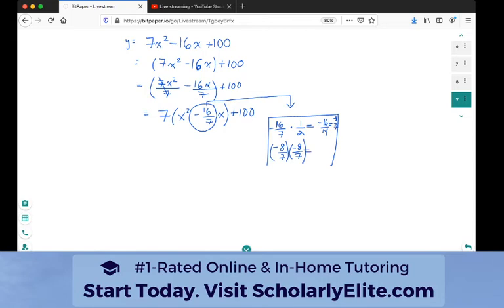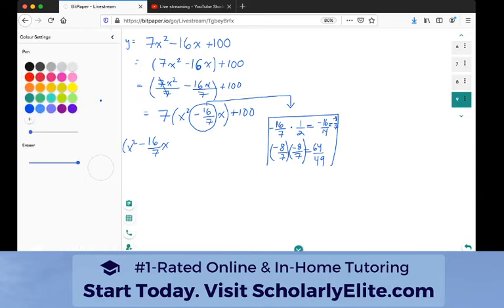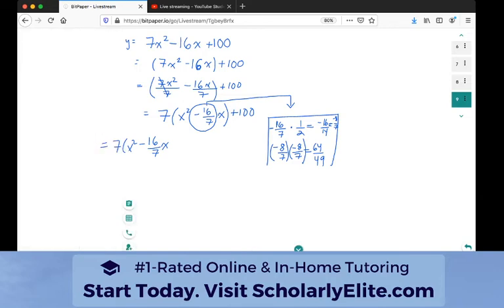Okay, so finally we're going to get 64 over 49. And what we're going to do now is take this number and plug it back in as a positive and a negative. So 7x squared minus 16 over 7x. And I'm just going to use a different color to make sure that everybody's understanding what's going on here. Plus 64 over 49 minus 64 over 49. Cool.